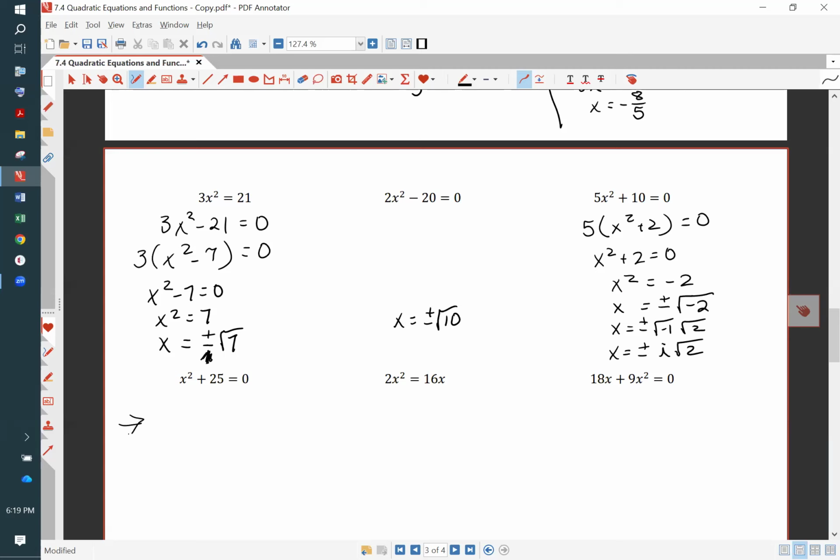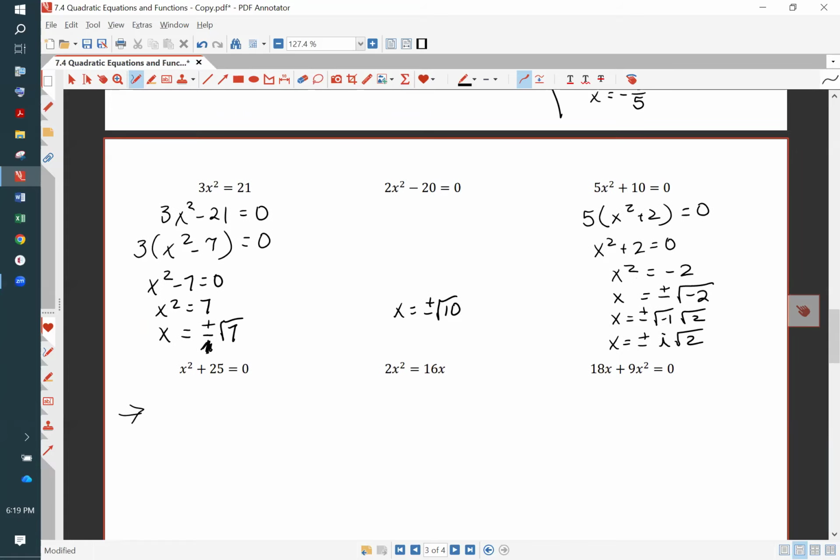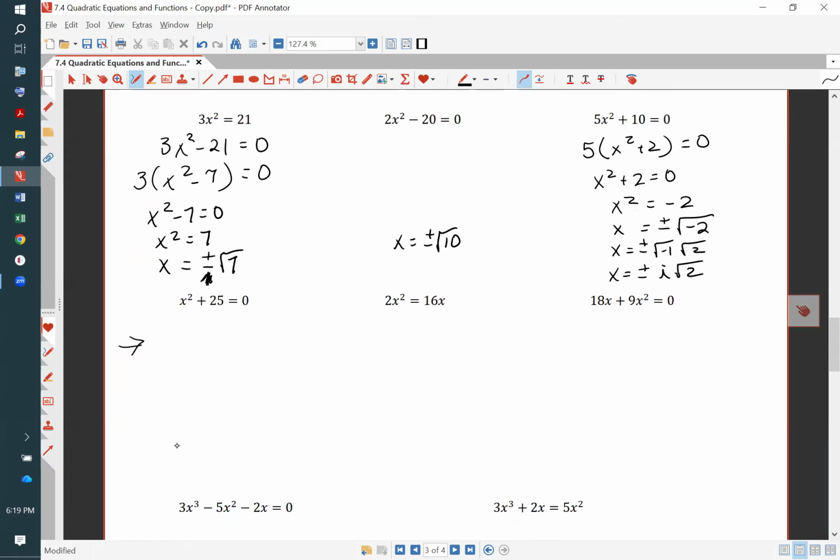Is it plus or minus 5i? That is correct. Does anybody need me to do that for you? Y'all are good at this, actually. Hmm. I'm surprised at how fast we're getting through these problems.